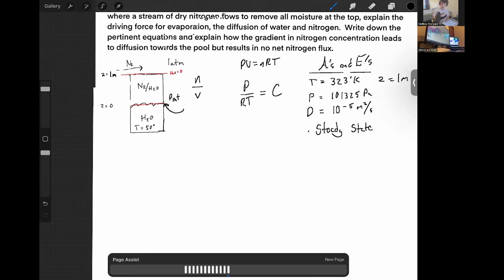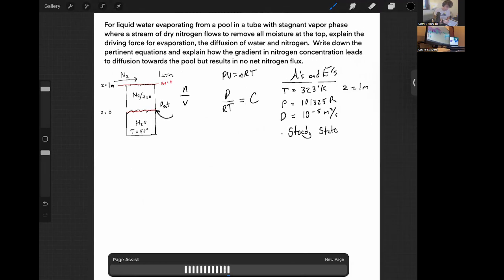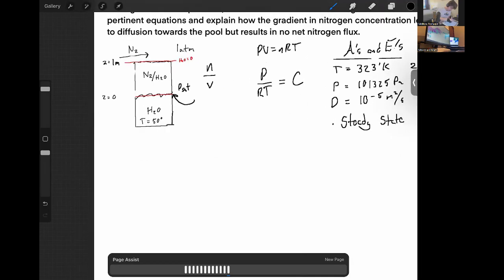So how can we find the saturated pressure? Well, we have some starting equations. We know that the temperature is 323 Kelvin, and we know the pressure is 1 bar, which is equivalent to 101,325 Pascal, right? You could use Antoine's equation, but I'm going to use the Clausius-Clapeyron equation in this case.